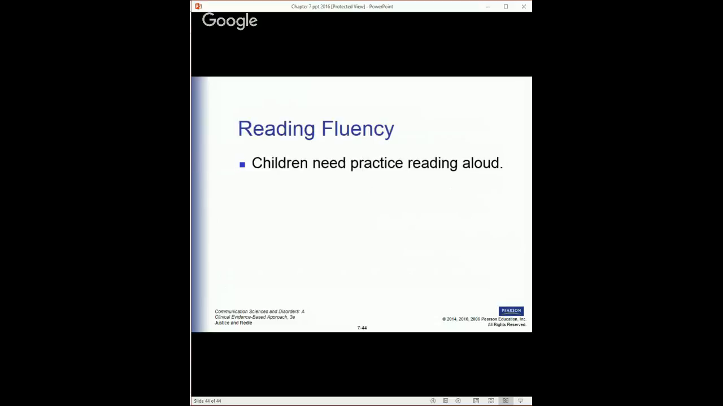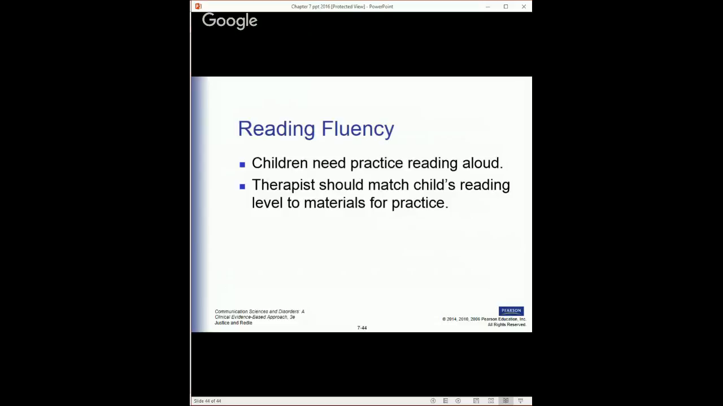Looking at reading fluency, children need practice reading aloud. A therapist should match the child's reading level to materials when practicing. If reading material is too difficult, it's not going to be beneficial for that child when they're practicing reading. Reading at the independent level builds fluency. And that's meaning the level at which children are going to be able to recognize 95 to 99% of words automatically, and that their comprehension is high with what they're reading.